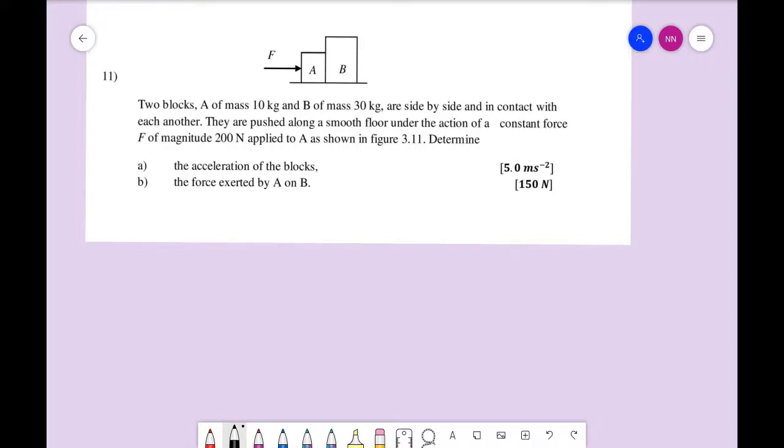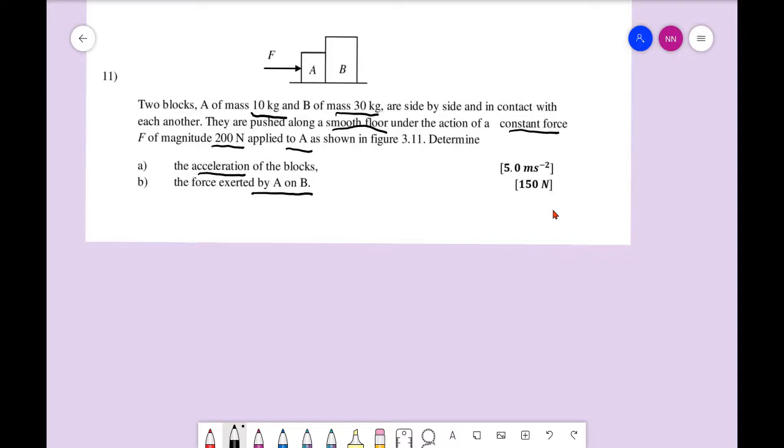Number 11, two blocks A of mass 10 kg and B of mass 30 kg are side by side and in contact. They are pushed along a smooth floor. That means there is no friction on the floor, under the action of a constant force F of magnitude 200 Newton applied to object A, as shown in the figure. Determine the acceleration of the blocks A and B, and the force exerted by A on B. So you have to determine the acceleration and the force exerted by A on B.